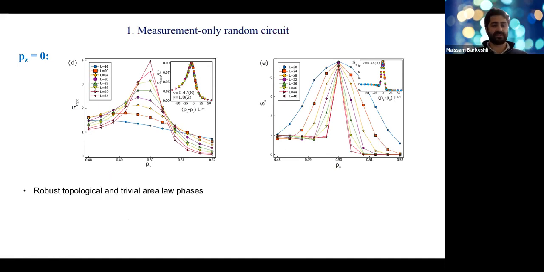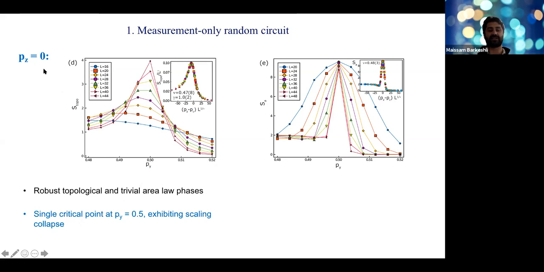These are the plots for the topological entanglement entropy and the ancilla entropy. So there's a robust topological phase where this thing saturates to 1. The ancilla saturates to 2 because we have 2 logical qubits in the toric code phase. And so we have the single critical point. This is the py axis at pz = 0. Okay, so it was the vertical axis in the figure that I just showed.